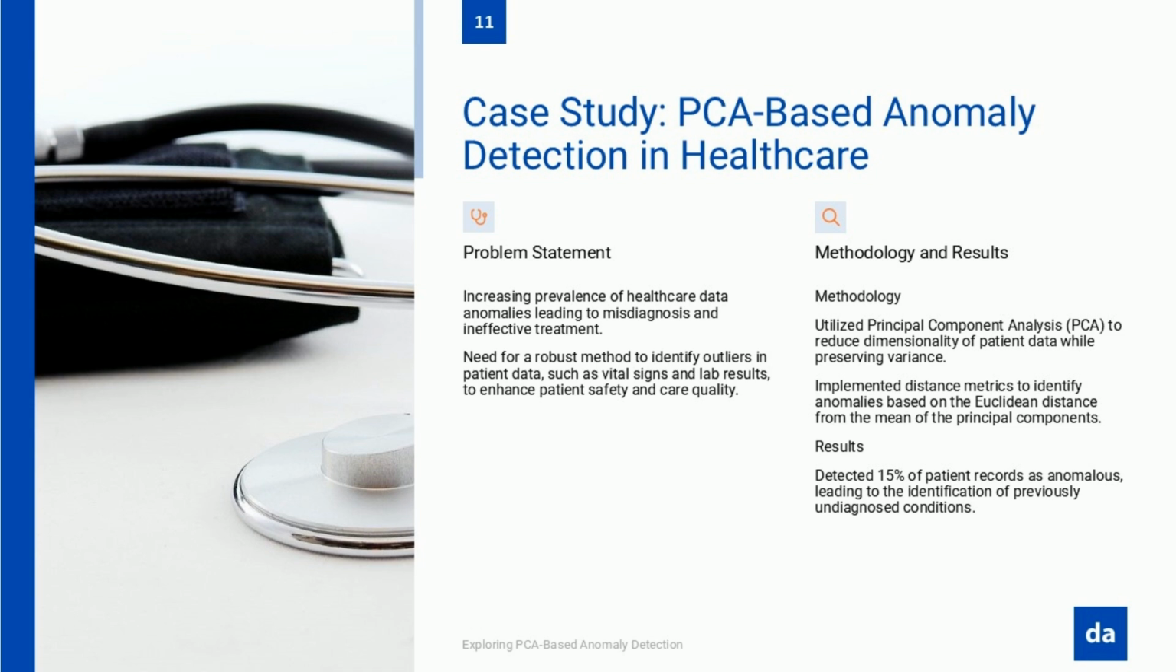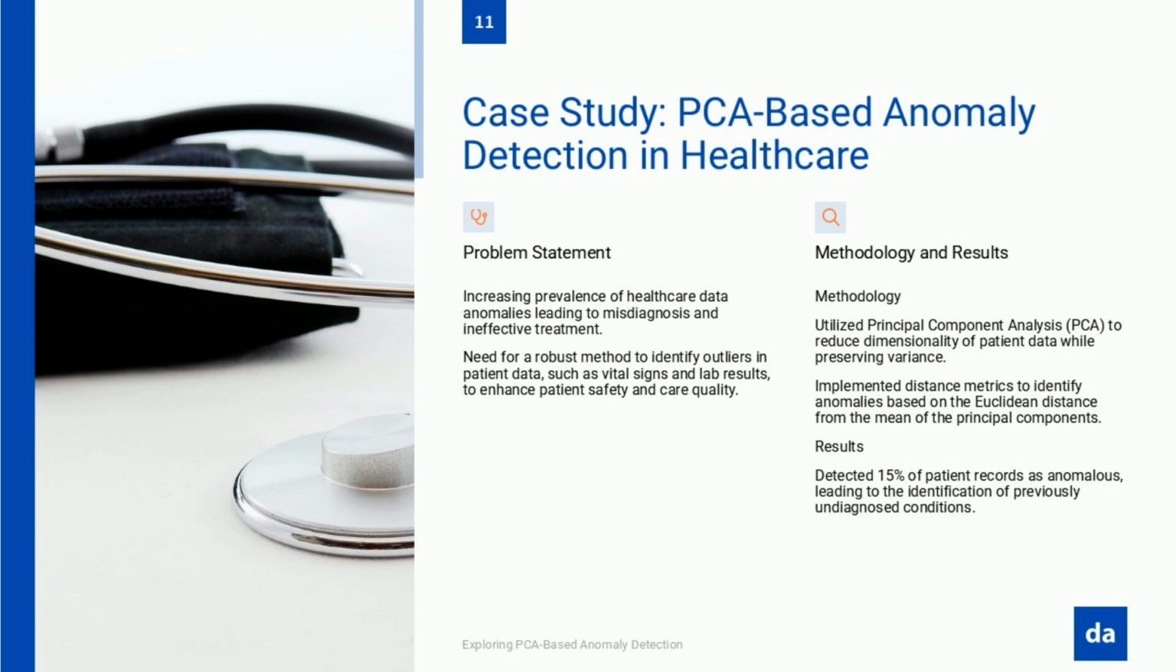The impact of PCA-based anomaly detection in this case was profound. Doctors were able to intervene earlier for patients showing warning signs of serious conditions, reducing hospitalization rates and improving long-term treatment outcomes. Additionally, the system helped optimize hospital resource allocation by prioritizing high-risk patients, ensuring that medical staff could focus on the most urgent cases.